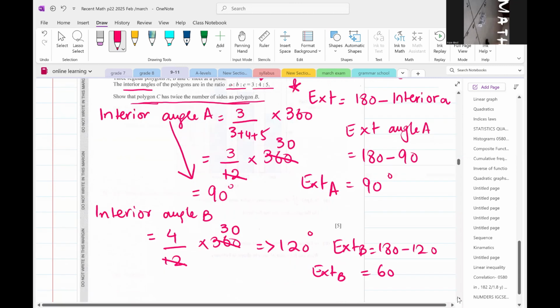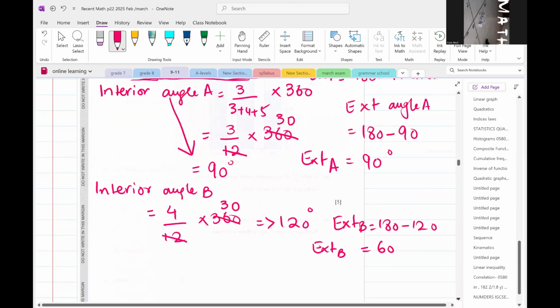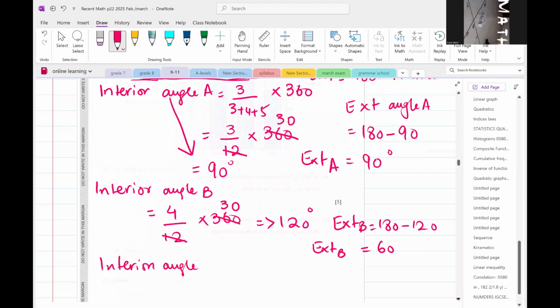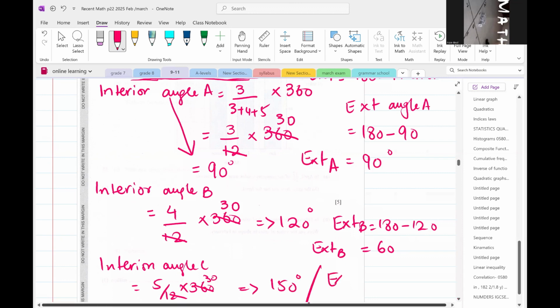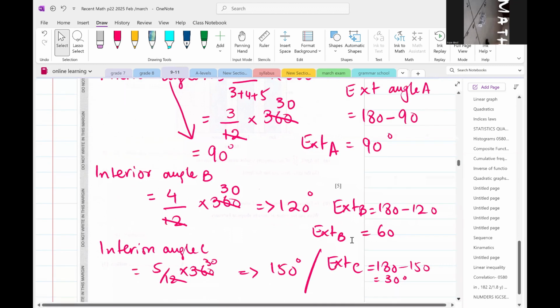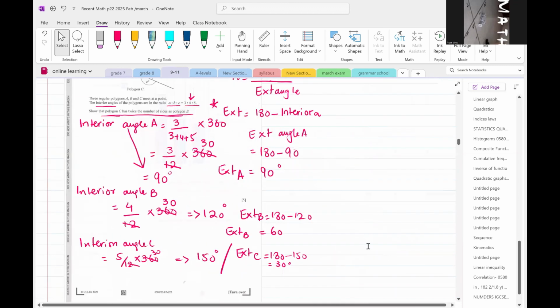Again, move forward. Solve it for the interior angle C, which is 5 over 12 times 360. You get 150. What will be the exterior angle C? 180 minus 150 gives you 30 degrees. Now, from the exterior angles, we have to find the number of sides.